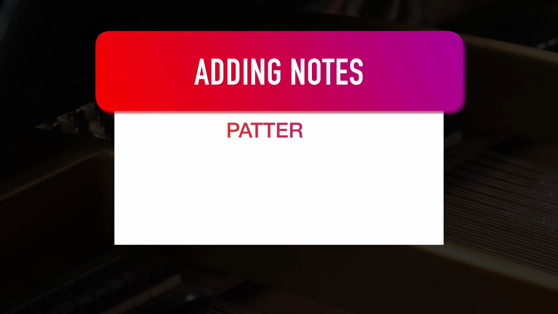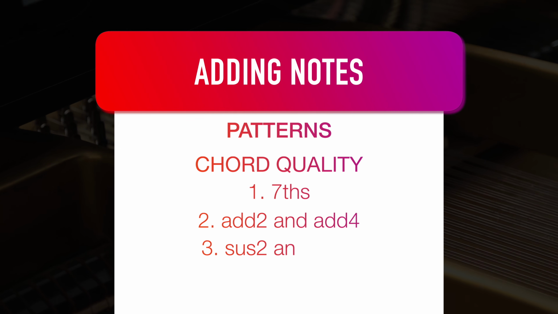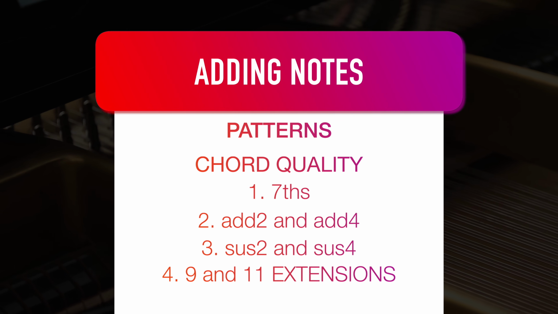The only distinction between an add 2 and a sus2 is that with an add 2 you are adding the note to the chord, and with a sus2 you are replacing the middle note of the chord with the 2 or the 4. And if we want to combine a few of these elements together, we can add 7ths with 2s and 4s, and these are called 9 and 11 chords.